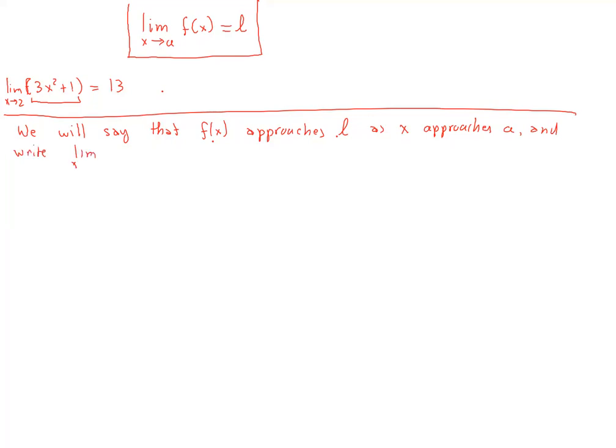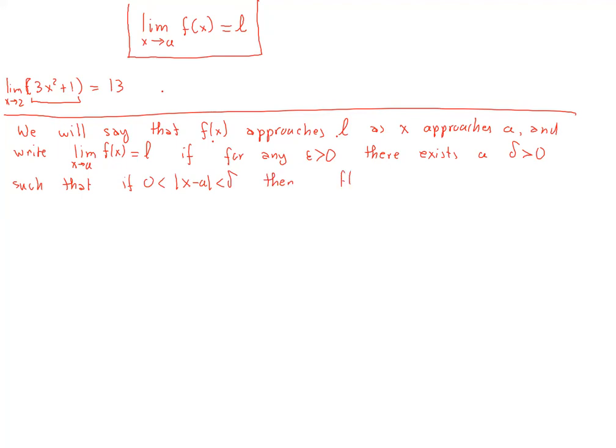limit as x approaches A of f of x is equal to L if for any epsilon greater than 0, there exists a delta greater than 0 such that if absolute value of x minus A is less than delta and greater than 0, then absolute value of f of x minus L is less than epsilon. So this is the formal definition of limit, and let's try to understand what it says.